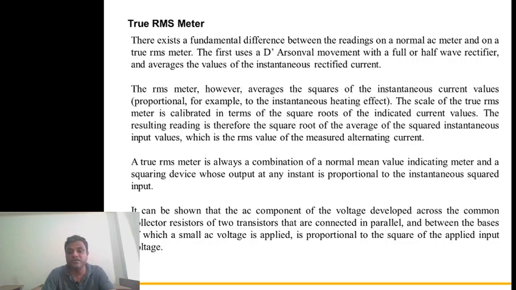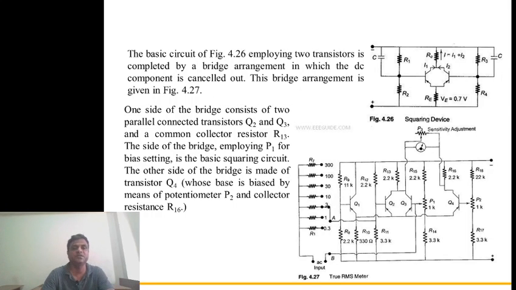It can be shown that the AC component of the voltage developed across the common collector resistor of the two transistors that are connected in parallel, and between the base of which a small AC voltage is applied, is proportional to the square of the applied input voltage. So that is basically the basics of the true RMS meter. See this particular circuit.